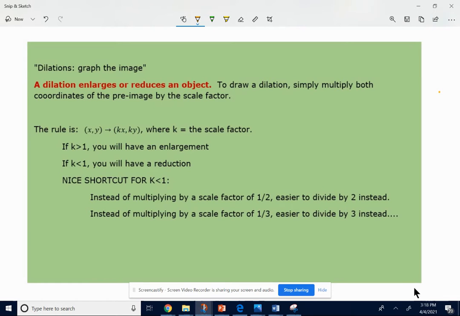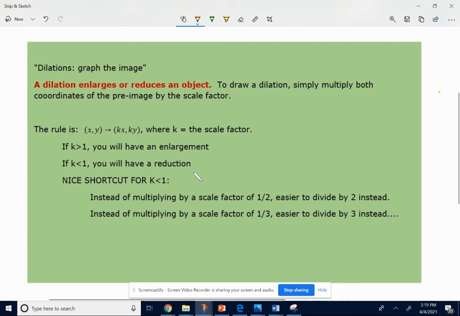We noticed a couple days ago that the sides were multiplied by the scale factor. Well, the coordinates of the points would also be multiplied by the scale factor. So the rule you'll see sometimes is (x, y) maps to (kx, ky), where k is understood to be the scale factor. When you have a scale factor k that's larger than 1, you're going to have an enlargement. When you have a scale factor k that's less than 1, you will have a reduction.